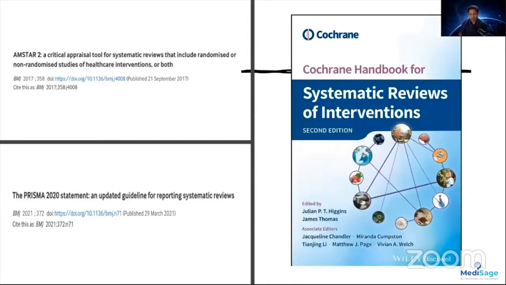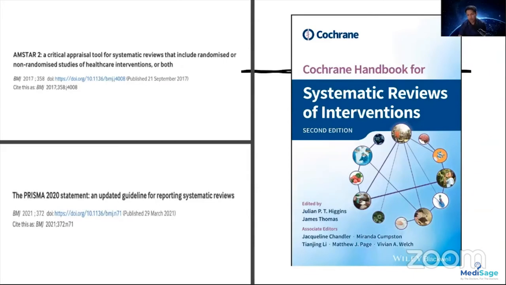The third is the Cochrane Handbook for Systematic Reviews. Now, this is a vast handbook which goes through extreme detail about every aspect of conducting systematic reviews, and is not something that I would recommend reading cover to cover, but certainly is something that you can dip into whenever you have any questions, and most of the answers will be available in this book.